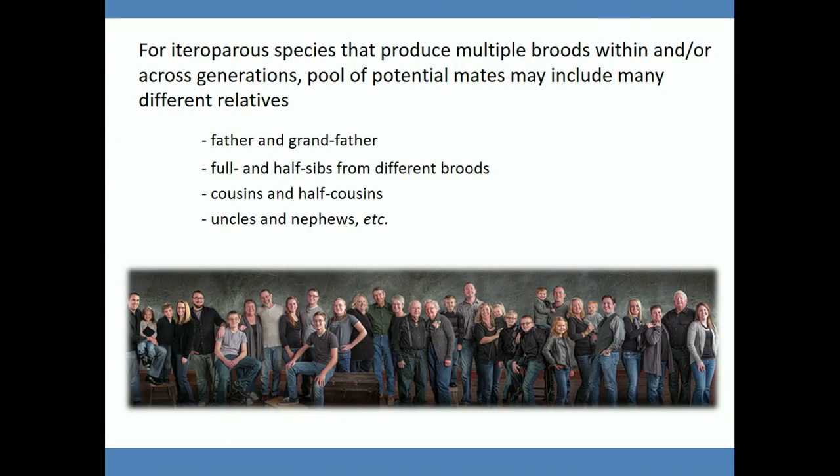The other thing that this doesn't really take into account is, well, it's great for semelparous species or where you get a case of a single female founding a new population like in seed beetles or flour beetles. But what it doesn't take into account is the case of overlapping generations that we would commonly see in natural populations, where your pool of potential mates would include not just full and half siblings, but also, if it's a female, your father, your grandfather, your cousin, nephew, uncle, and more distant relatives.